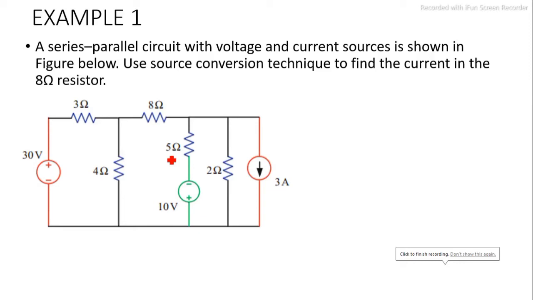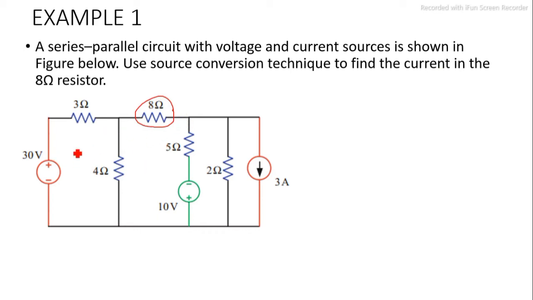So let's look at this. We are given a series parallel circuit with voltage and current sources shown in the figure below. Use the source conversion technique to find the current in the 8 ohms. So we want to look at the current in this 8 ohm resistor. So we are going to use what? The series and source conversion. So how do we do that?